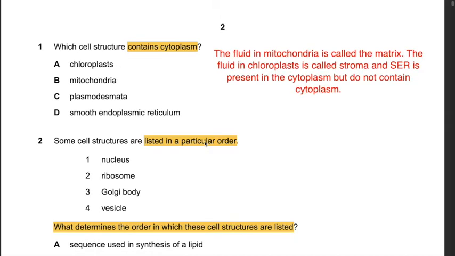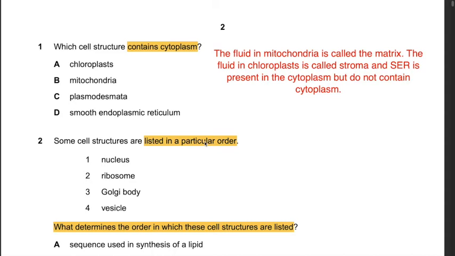Question 1. Which cell structure contains cytoplasm? A. Chloroplasts, B. Mitochondria, C. Plasmodesmata, D. Smooth endoplasmic reticulum. Now, the fluid in mitochondria is not the cytoplasm, but it is called the matrix. The fluid in chloroplasts is called stroma, and SER is present in the cytoplasm but does not contain cytoplasm. Hence, that leaves us with the answer being C.